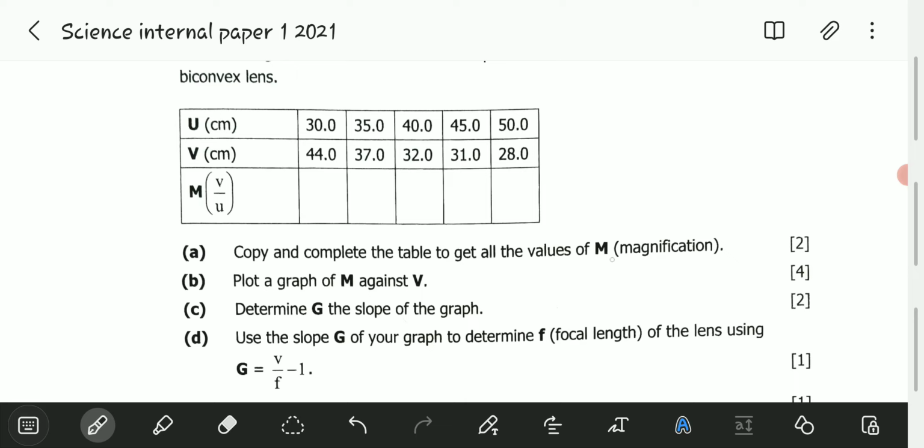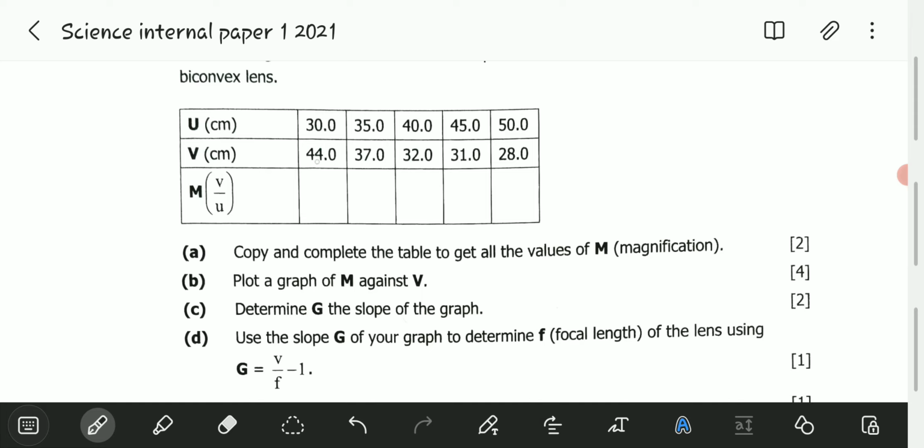For part A, they're saying copy and complete the table to get all the values of M, which is magnification. I will not really copy the table, but I will fill in the values of the magnification just from this table. So how do we do it? They're saying it's V divided by U.